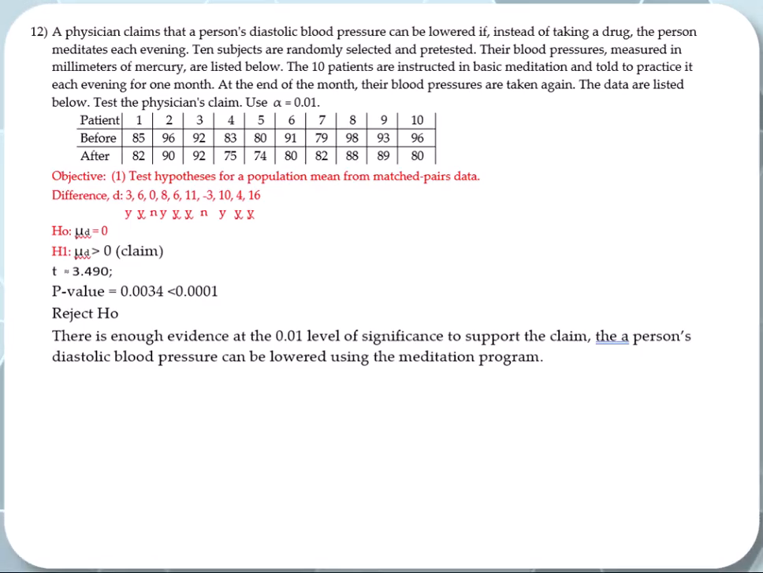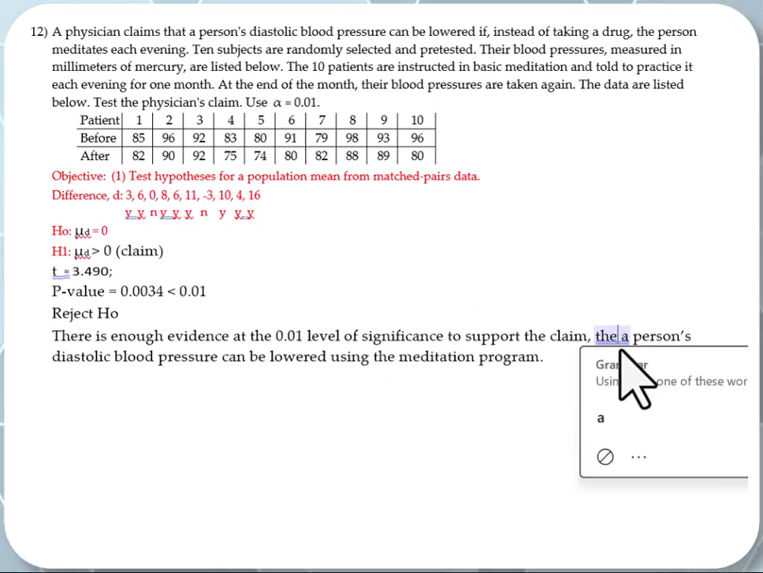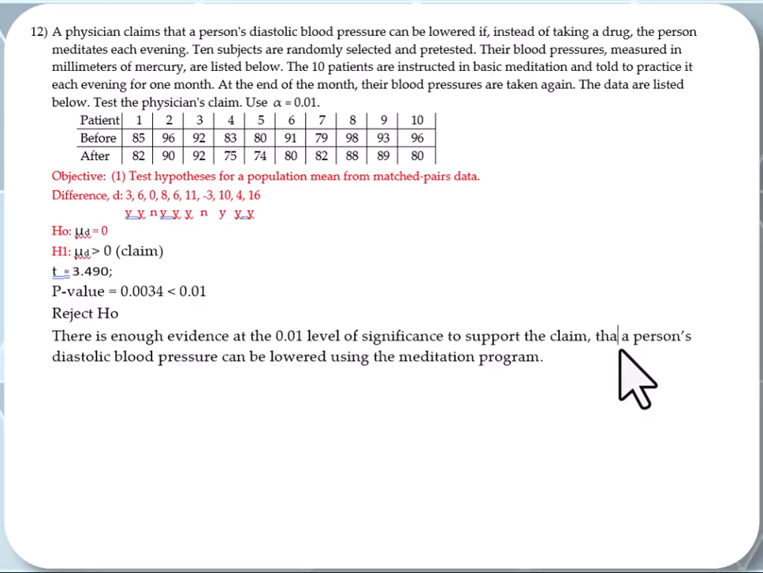So t is 3.490 again. The p-value is 0.0034, which is of course less than alpha. Sorry, alpha here is 0.01. So we reject the null hypothesis and we support the claim. There is enough evidence at the 0.01 level of significance to support the claim that a person's diastolic blood pressure can be lowered using the meditation program.